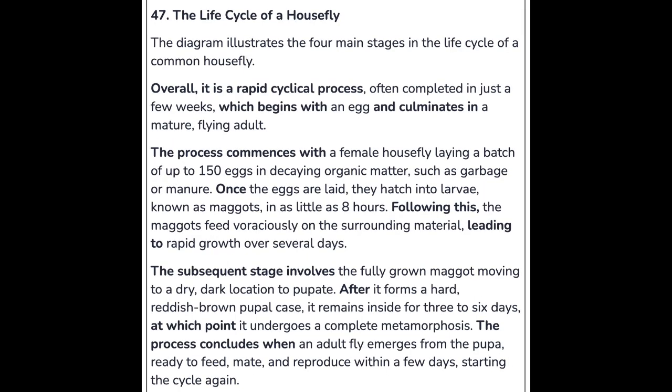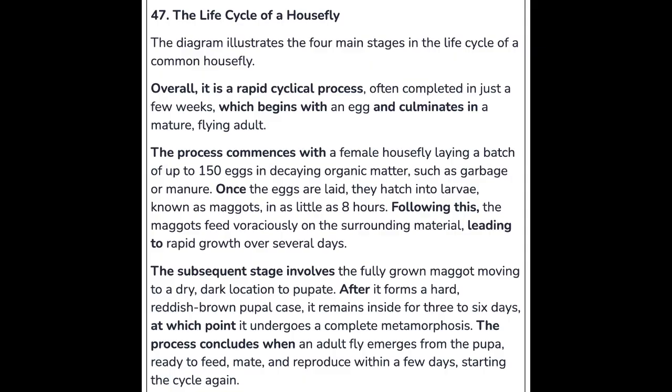47. The life cycle of a housefly. The diagram illustrates the 4 main stages in the life cycle of a common housefly. Overall, it is a rapid cyclical process, often completed in just a few weeks, which begins with an egg and culminates in a mature, flying adult.